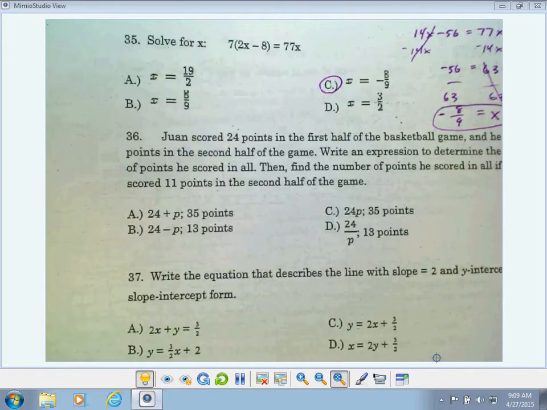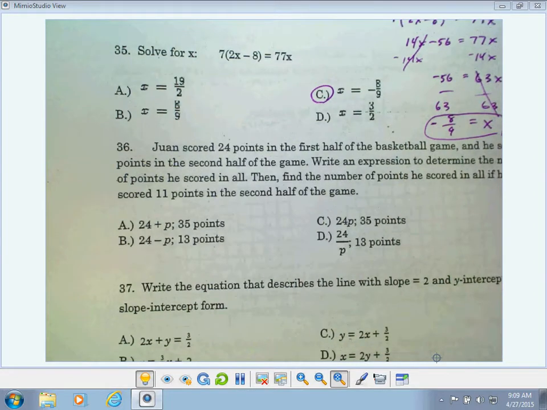Okay, we go to number 36. It's talking about Juan scoring 24 points in the first half of a basketball game, and he scored P points in the second half of the game. Write an expression to determine the number of points he scored in all. Then find the number of points he scored if in all he scored 11 points in the second half of the game. Okay, well think about it, right?